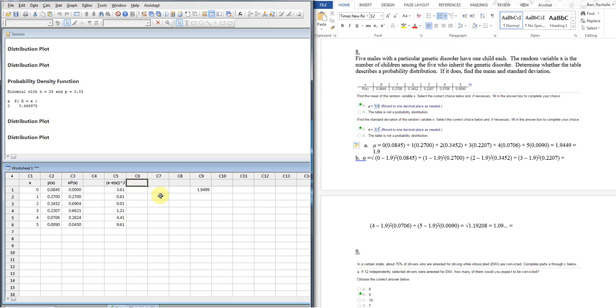And then I'm going to do, what do I want to call this? Let's just call this C5 times P of x, because that's what it actually is. It's times the probability of x.